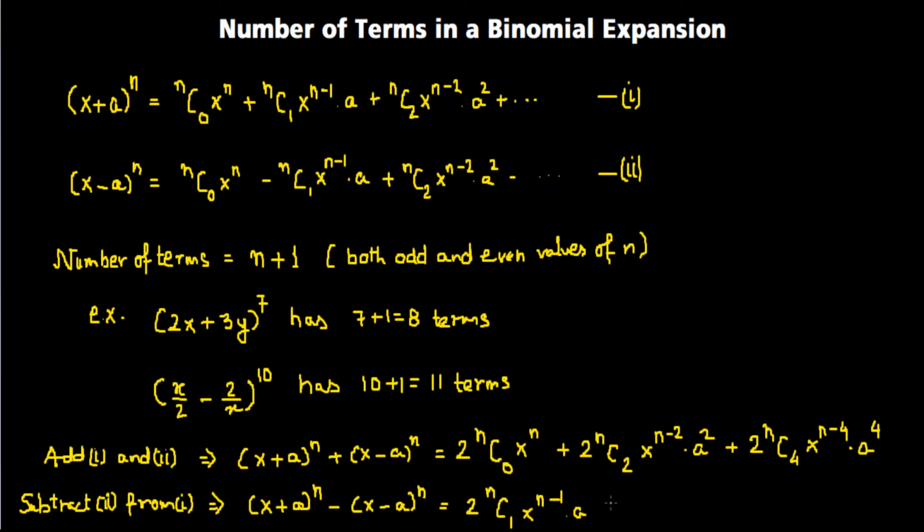Okay, the third term is going to get cancelled out, so we move on to the fourth term. So the fourth term will be 2 nC3 x^(n-3) times a cubed, and so on.